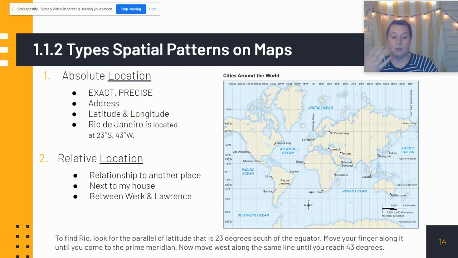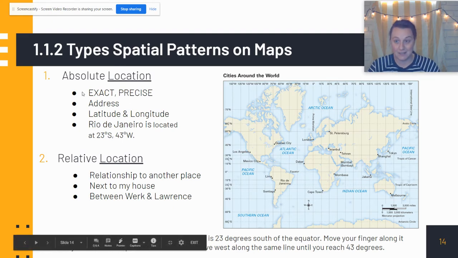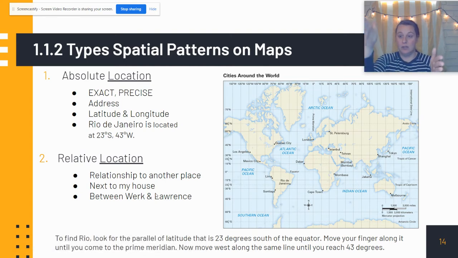So do you see how that's relative to my relationship with that location? Another way to talk about relative location would be to say something like Oak Hills High School is located between Work and Lawrence. Do you see how I didn't give that exact address, right? I situated Oak Hills between Work Road and Lawrence Road. And I'm saying, Oak Hills is in relation to those two places.